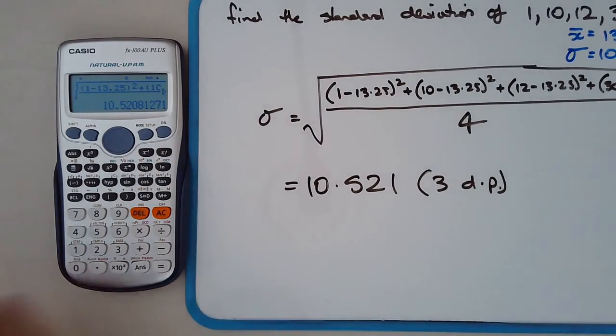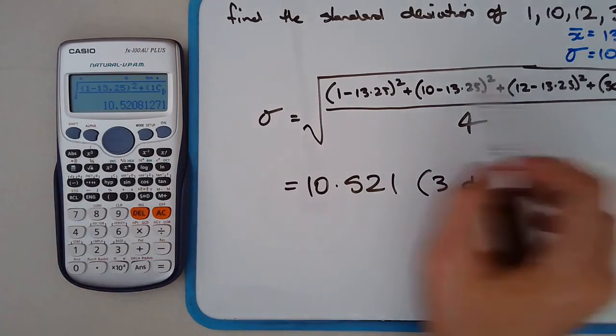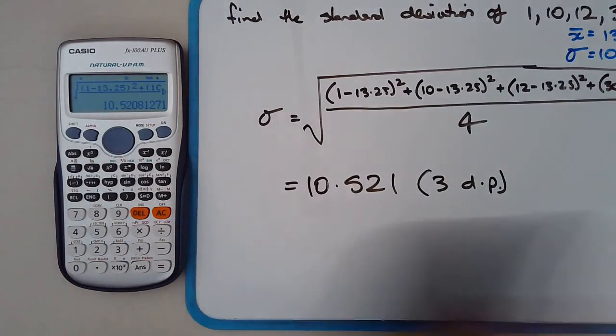Hopefully you understand a little bit more now about how standard deviation is calculated, and why the deviation calculated doesn't quite match what you think, as in the actual distance from the mean. It's because of this squaring.